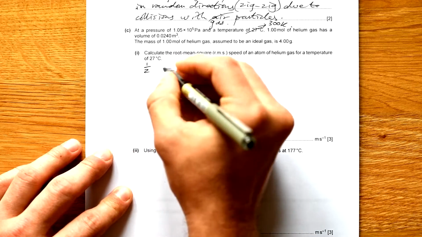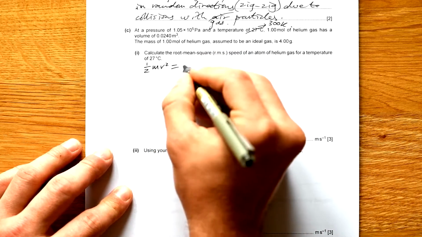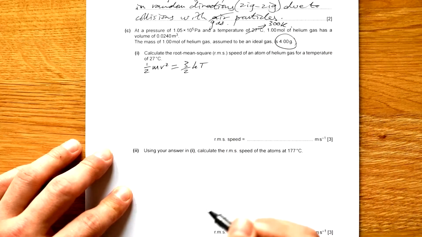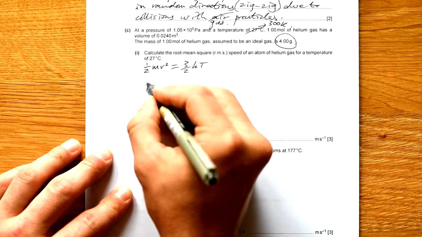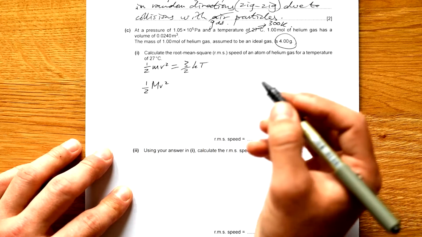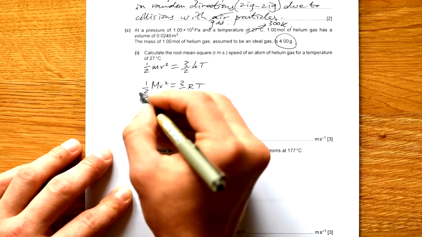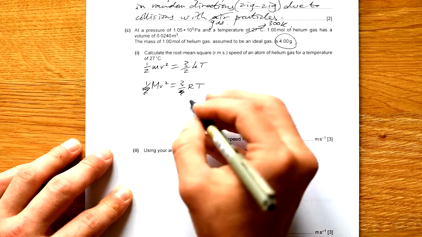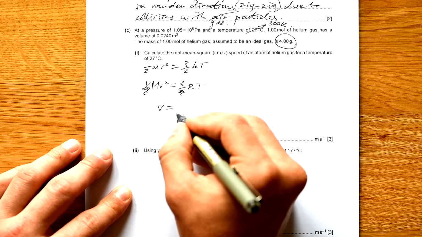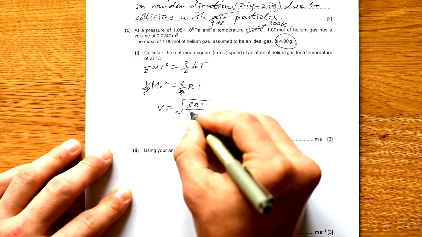So we can say that half mv squared, where v is c_rms, is equal to 3 halves kT. Or if we've been given the mass of a mole, then we can say that half big M v squared, where M is the mass of the mole of gas, is equal to 3 halves RT. The halves disappear, and we're looking for v. So v is the square root of 3RT by M.